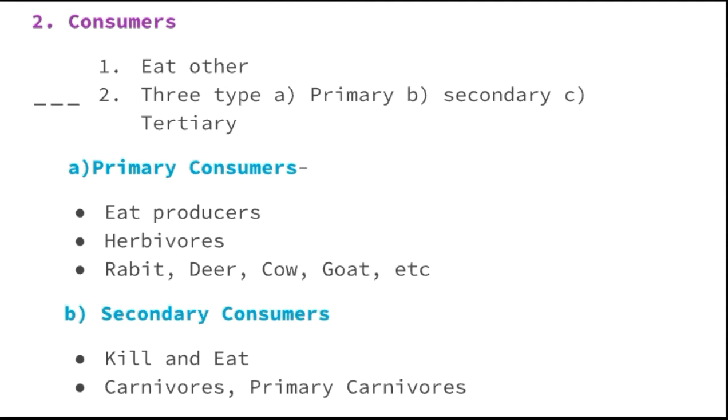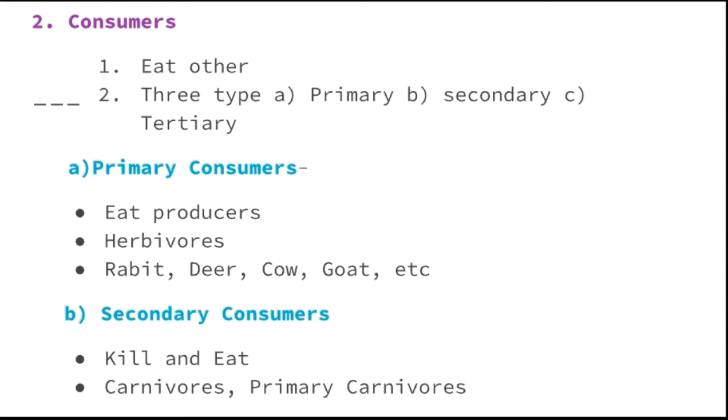Another example of a primary consumer: the rabbit, deer, cow, goat, etc. are primary consumers in a terrestrial ecosystem. Okay. Next one is the secondary consumer.